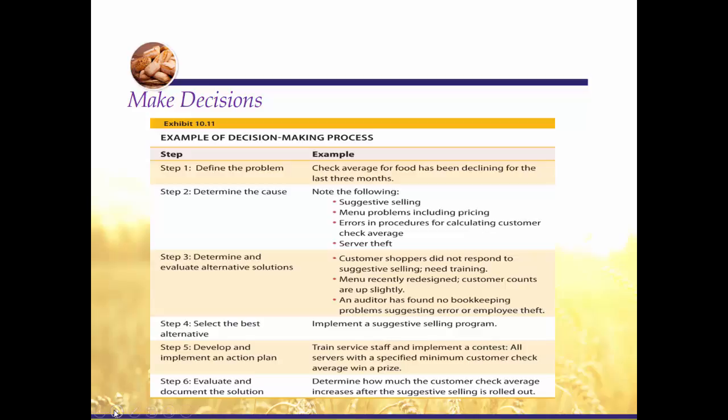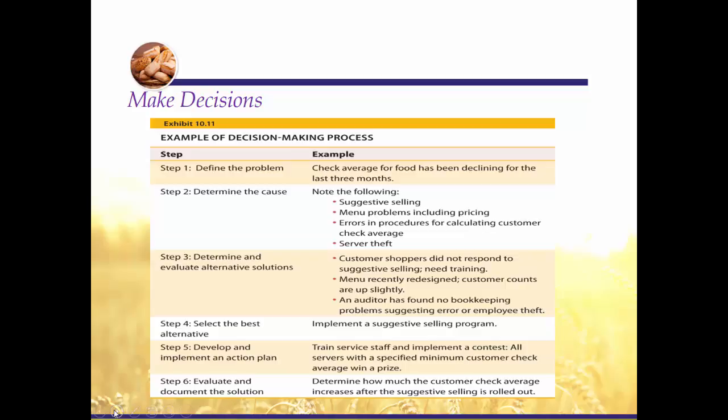Step 3 is determine and evaluate alternative solutions. Customer shoppers did not respond to suggestive selling. They need training. Menu recently redesigned. Customer counts are up slightly. An auditor has found no bookkeeping problems, suggesting error or employee theft. Step 4. Select the best alternative. Implement a suggestive selling program.